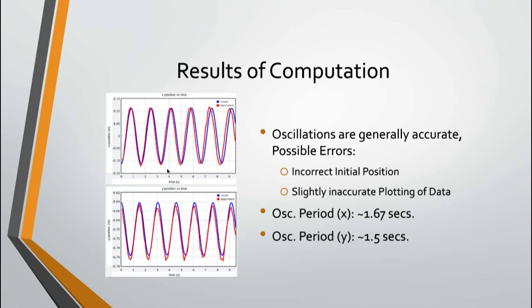This is for the x position and the y position versus time. The red is the experiment done with the video tracker, and the blue is the ideal model. You can see there's a bit of discrepancy within each, specifically in this area and down here in the y position. Possible errors are the incorrect initial position when I used the tracker, and slightly inaccurate plotting of data that didn't follow the ideal model.